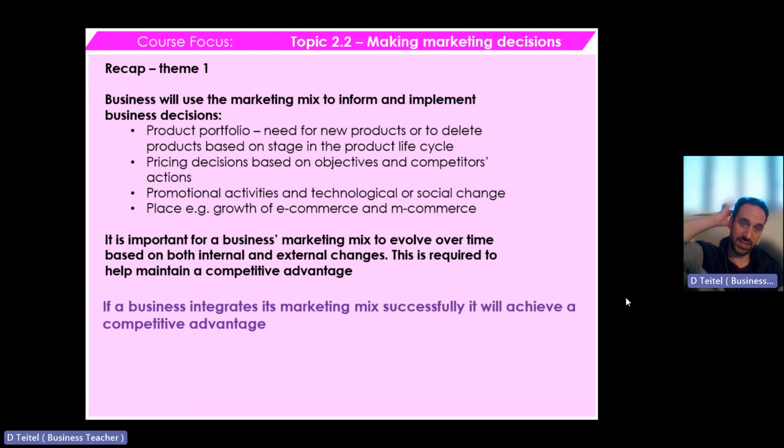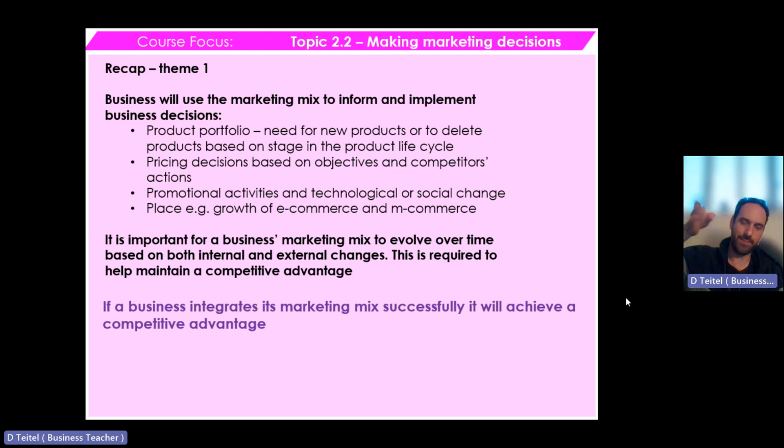Okay, so this is where it's kind of covered. The business will use the marketing mix to inform and implement business decisions. So we talked about product portfolios, so the need for new products or to delete products based on stage in the product life cycle. So what they're basically saying is, with iPhones, they bring out the new one, then they bring out the model a year later, so the 10 or the 10S or whatever, and then they actually stop producing and stop selling the 10 model, and they completely take it away. So they don't sell it anymore, and then they will bring out a new product. So Apple actually stops selling their products.